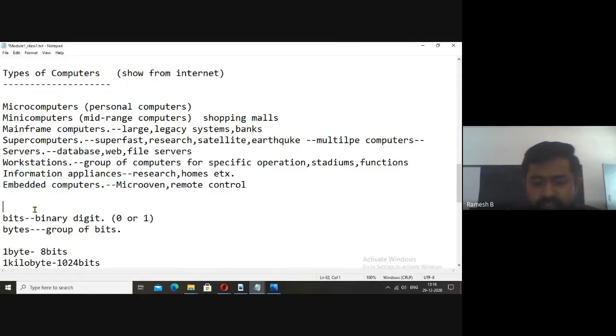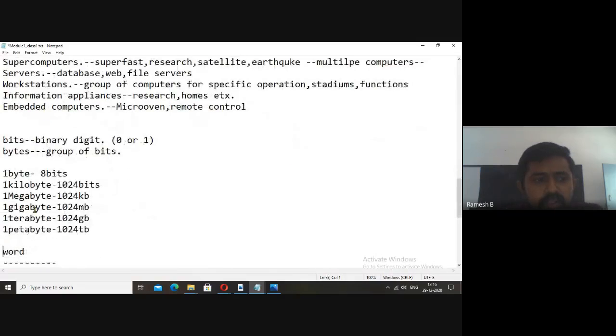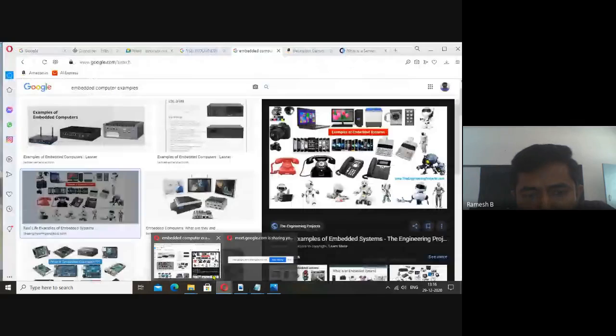Okay, the next concept is the bit. Everybody type bit.